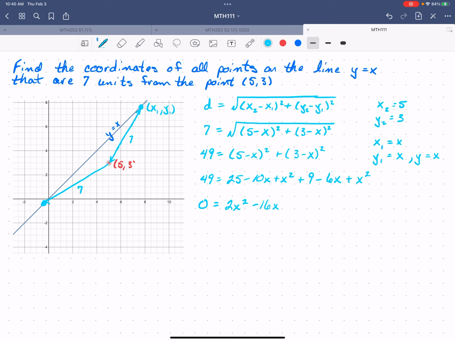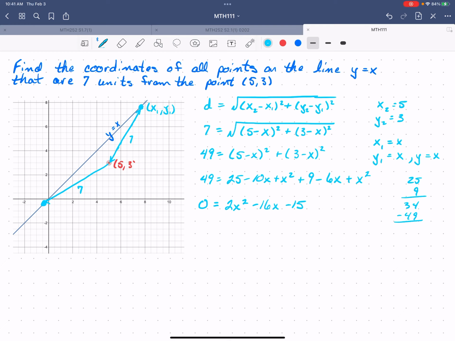And the constants: 25 plus 9 is 34, minus 49 is negative 15. So this is a quadratic equation that probably does not factor. So how do we solve quadratic equations that do not factor? Well, we set them equal to 0, and we use the quadratic formula.